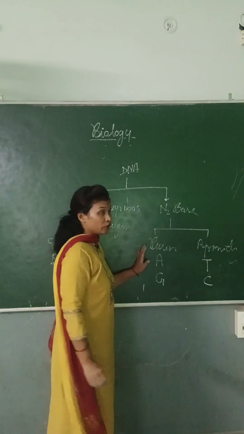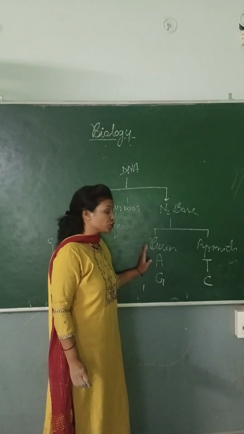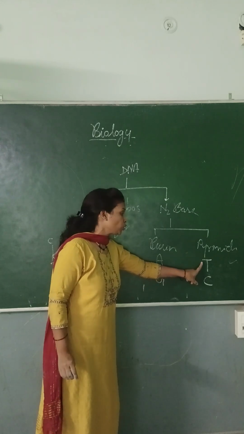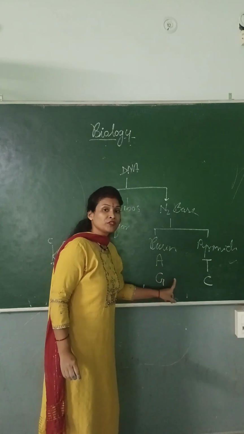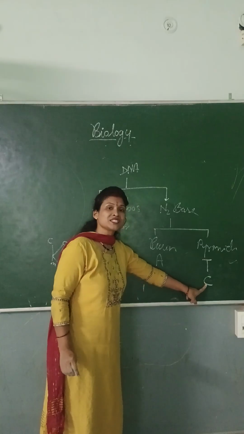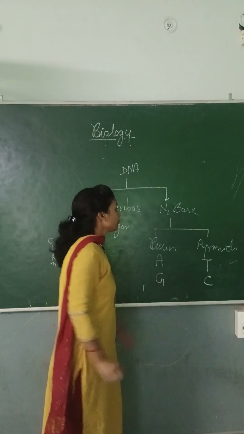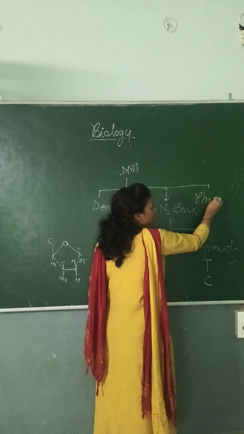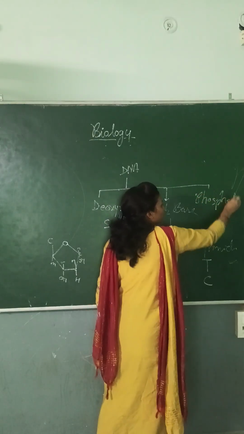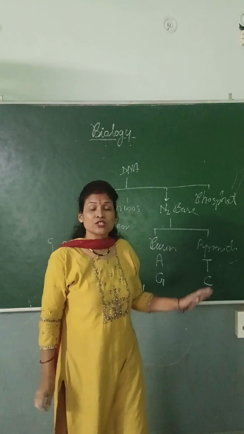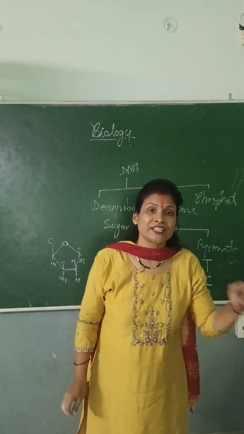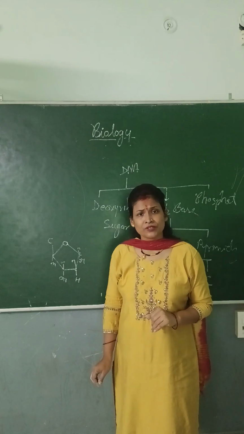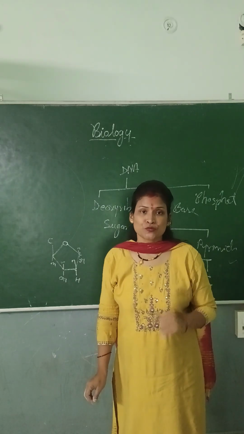Is that clear? Always remember, when I make the DNA structures, adenine is always joined with thymine by a double hydrogen bond, and guanine with cytosine by a triple hydrogen bond. Is that clear? The third important group is the phosphate group. Because of the presence of the phosphate group, the DNA is negatively charged. It's important to know why the DNA is negative: because of the presence of the phosphate group.